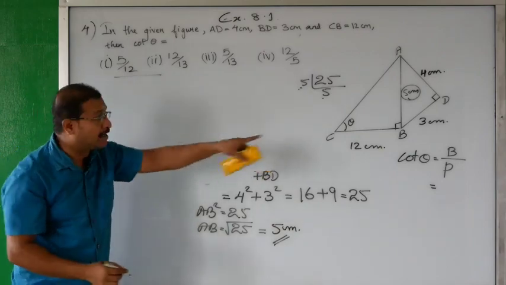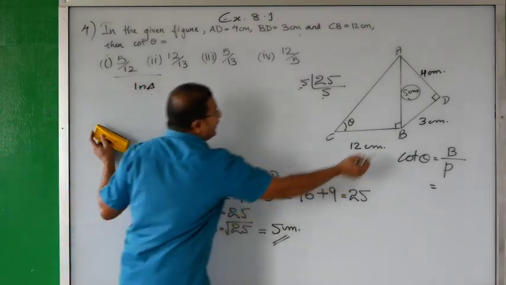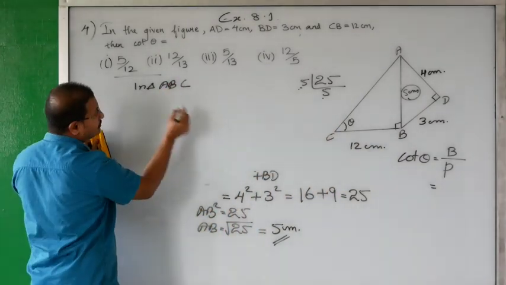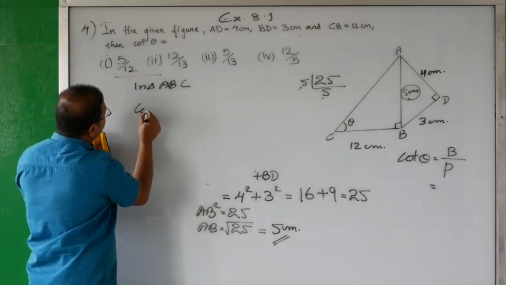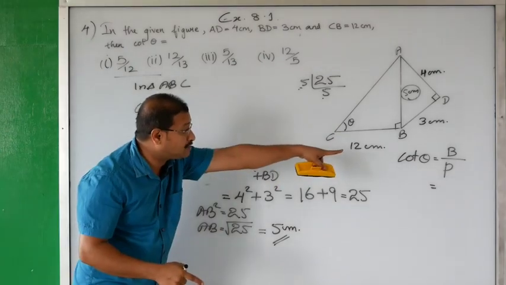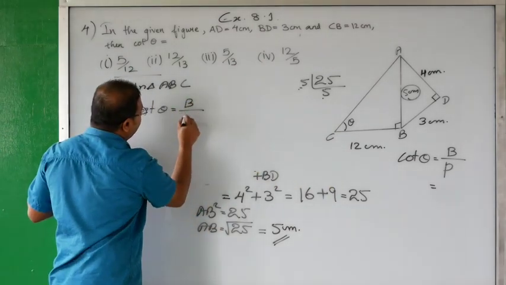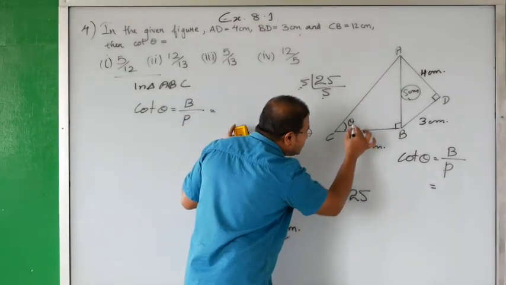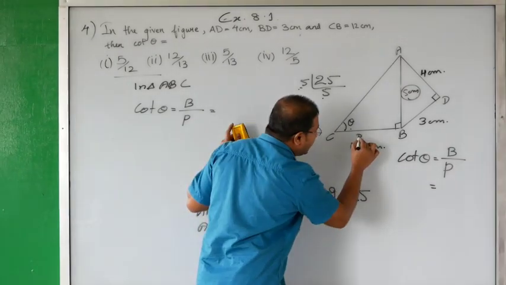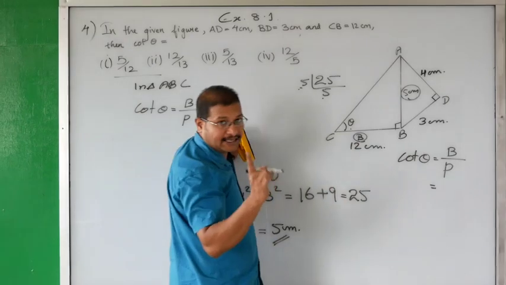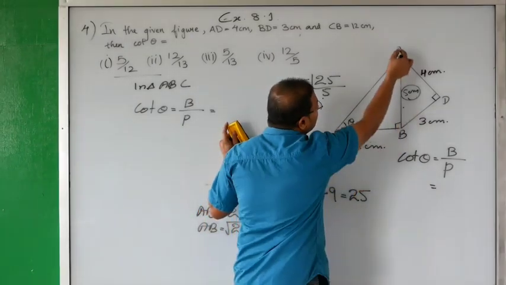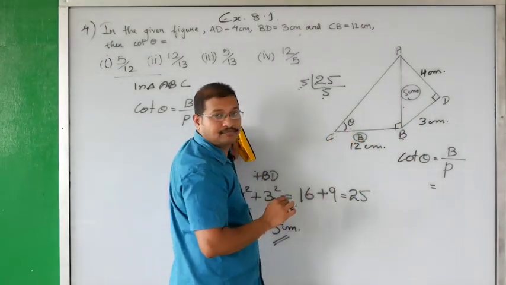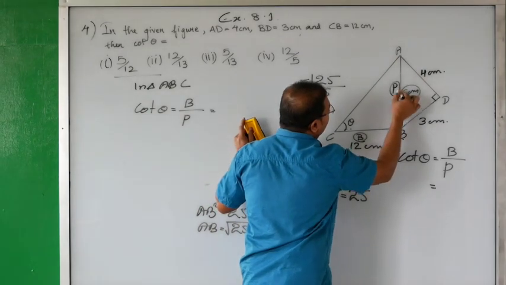Ready? Let's consider the next triangle. What is the next triangle? In triangle ABC, what do we want to find out? Cot theta. Cot theta equals, we know, base by perpendicular. According to this triangle, the side adjacent to angle theta is the base. BC is the base and this will be the perpendicular, the side opposite to angle theta. That means AB will be the perpendicular.